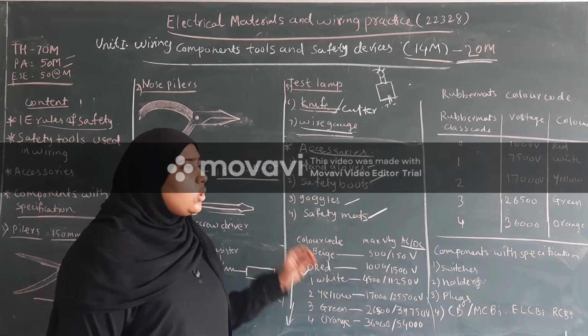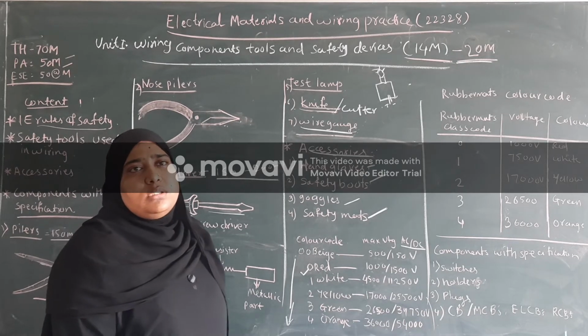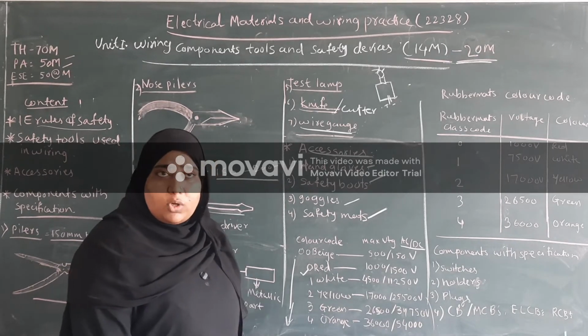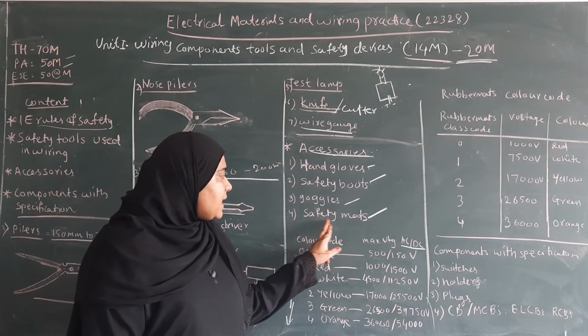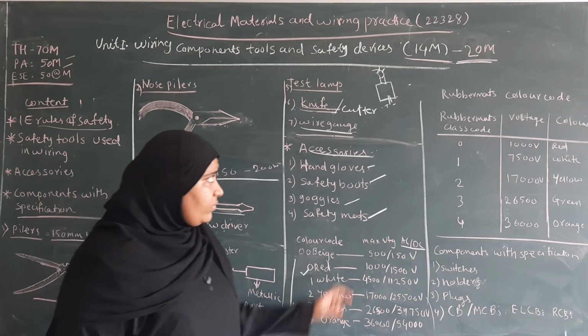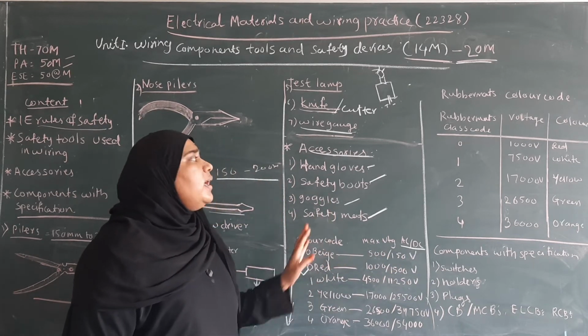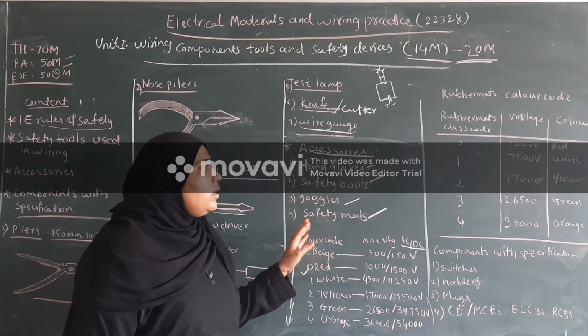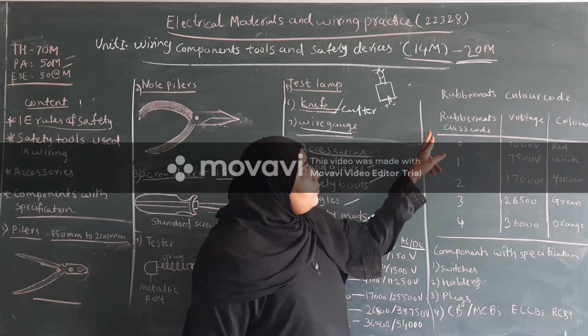Next is the goggles. Goggles are used for the protection of the eyes. There are different shapes and sizes of goggles available in markets. Next one is the safety mats. Safety mats, just like hand gloves, have some voltage coating and some color coding given to them. That is the rubber mats.